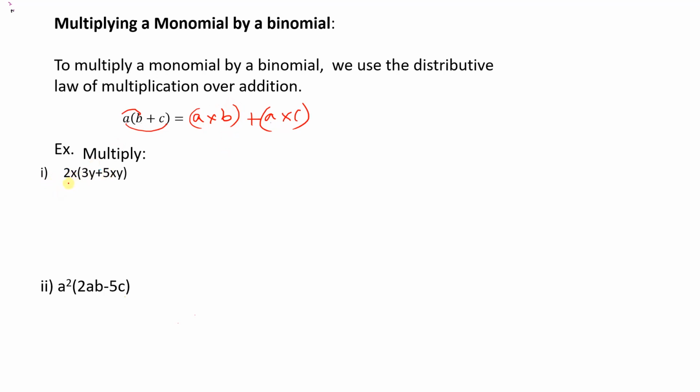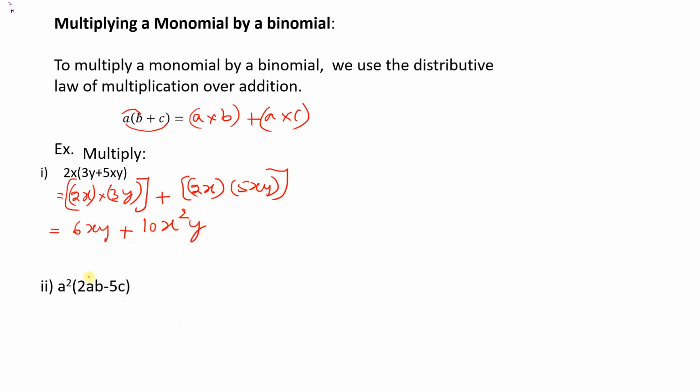Now 2x is the monomial here. 3y plus 5xy is the binomial. So what will you do? You will multiply 2x and 3y, plus 2x into 5xy. Again, this is the product of two monomials. 2 3s are 6xy plus 2 5s are 10. We have x and x, which is x square y.